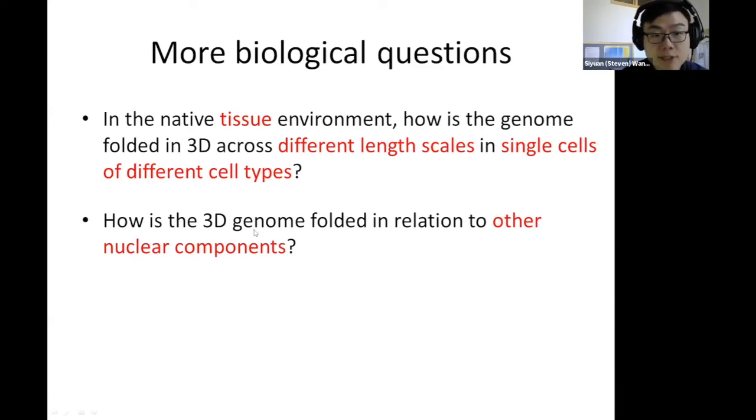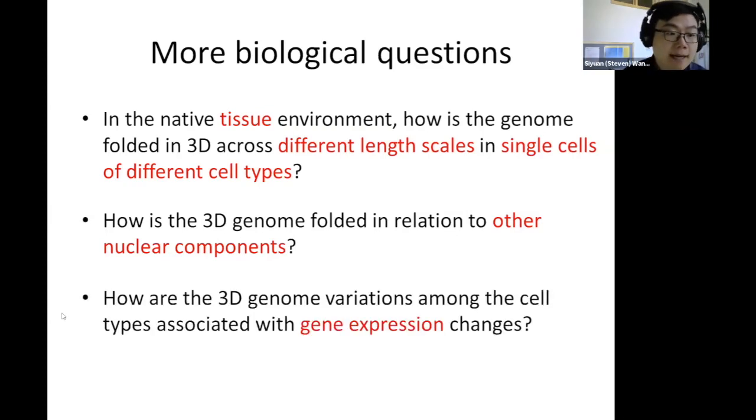And secondly, how is the 3D genome folded in relation to other nuclear components? So we have the A/B compartments, for example, but we also have LADs and NADs, lamina-associated and nucleolar-associated domains. What's their relationship in all these different cell types? Previously, different sequencing techniques needed to profile these separately. Can we profile them together in the same cells? And next, how are the 3D genome variations among the cell types associated with gene expression changes?